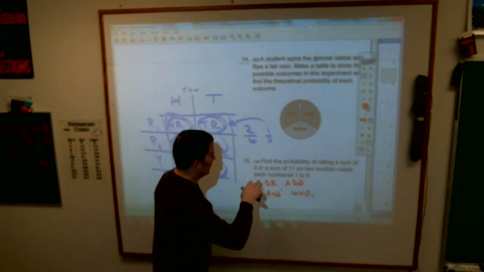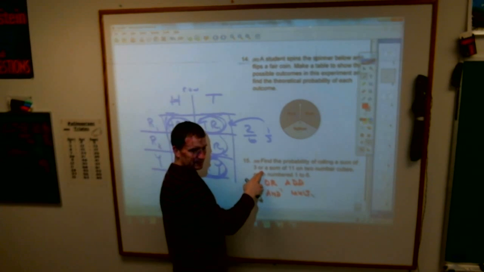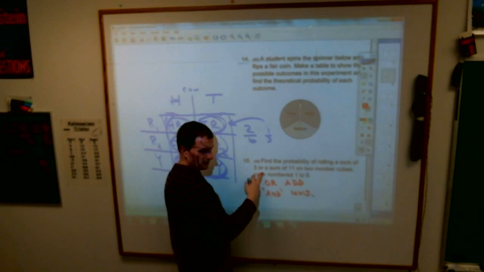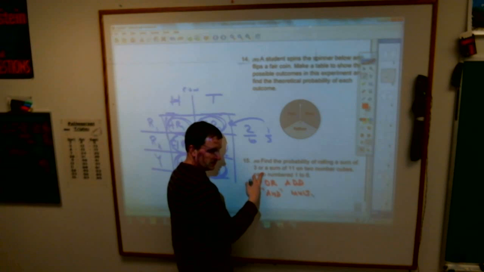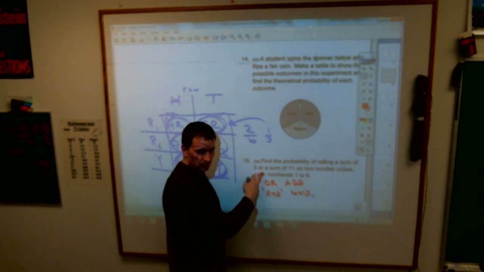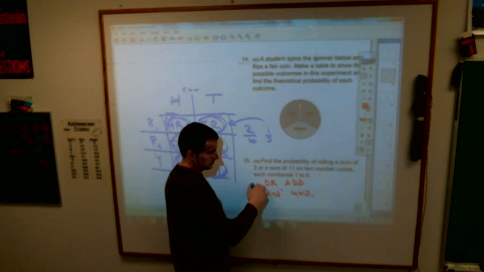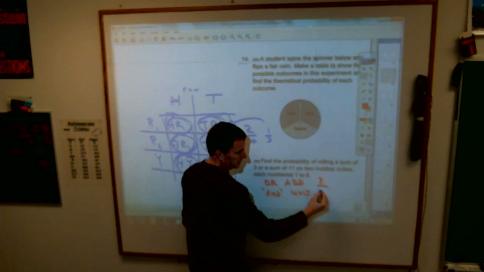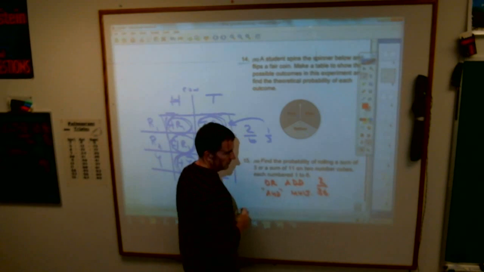So, for rolling a sum of 3, you are going to need the little chart there. Do you have the chart? How many different ways were there to roll a 3? Out of 36, you could either get a 1 and a 2 or a 2 and a 1, right? There's no other way to get a 3, correct? So, 2 out of 36 ways you can get a 3.